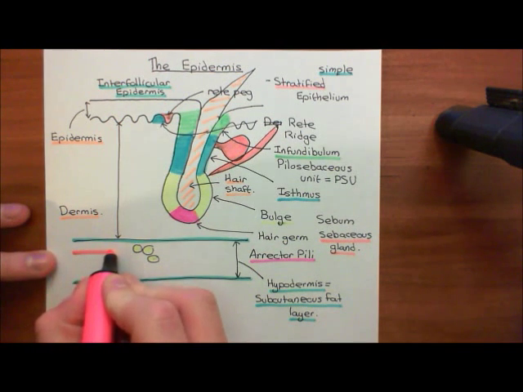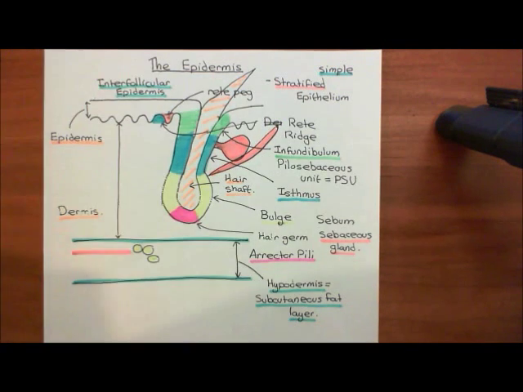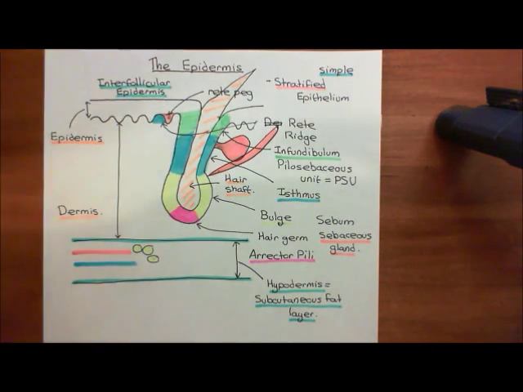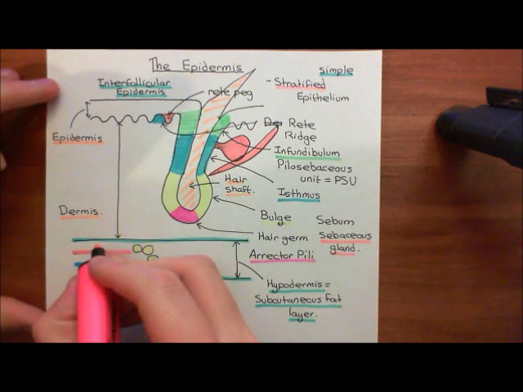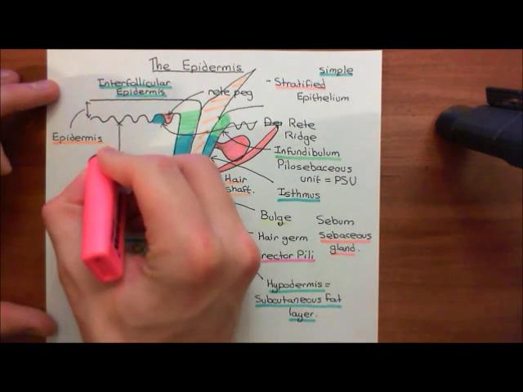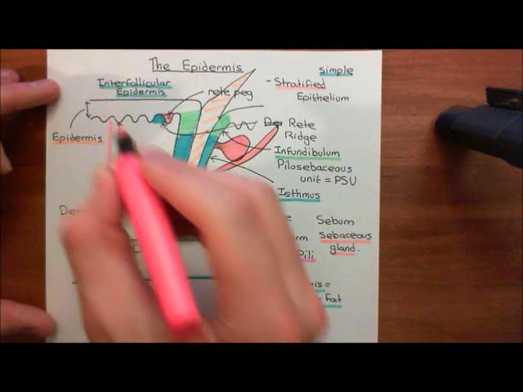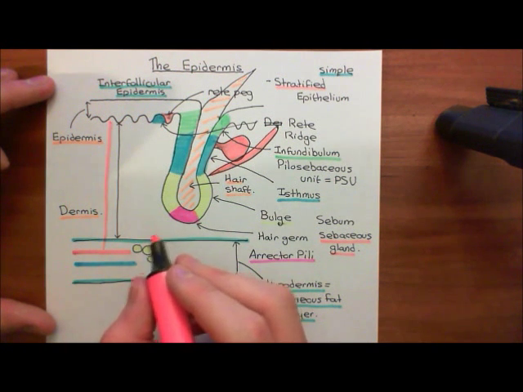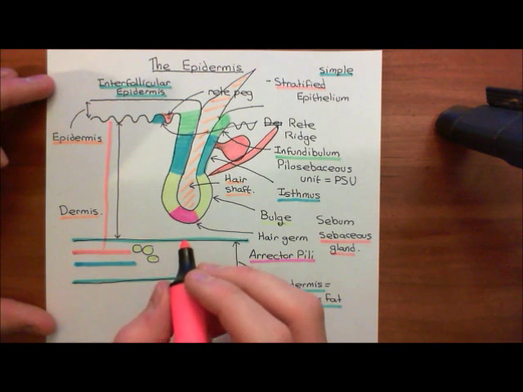Okay, so we've got a large arteriole here in red, and a large venule here in blue. Then what will happen is these will give off smaller branches, smaller little arterioles, which will move up into the dermis. Now they do not get into the epidermis. You don't have blood vessels in the epidermis.